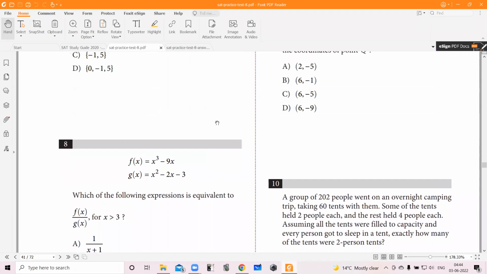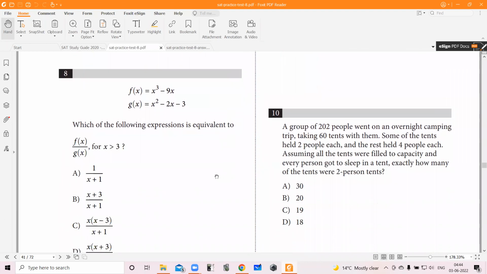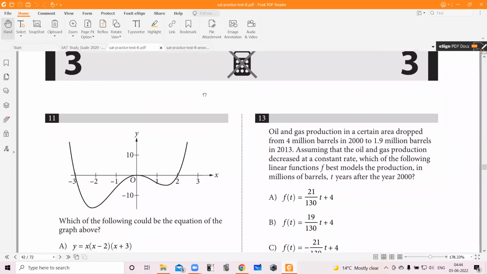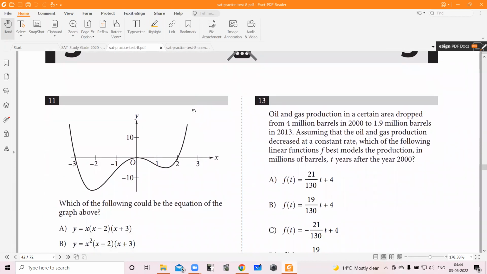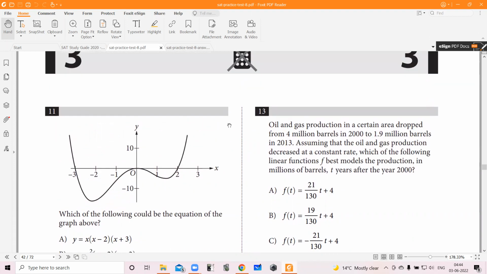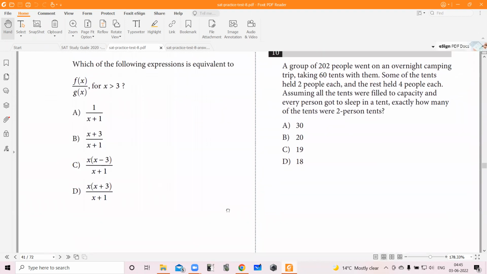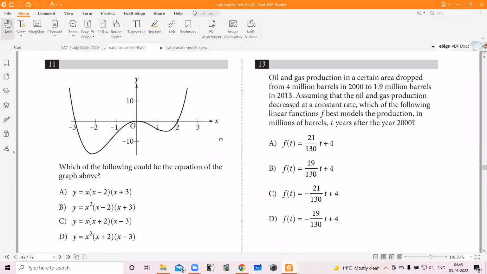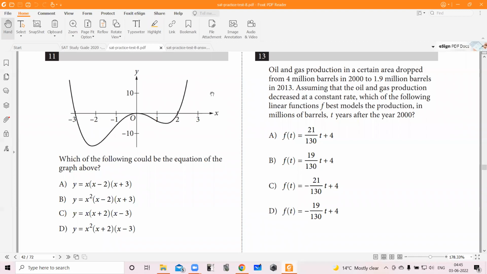So we were on which question? I think question 11. All right, so till 10 we have done. Now, question number 11. All right, can you try this? The answer is A.